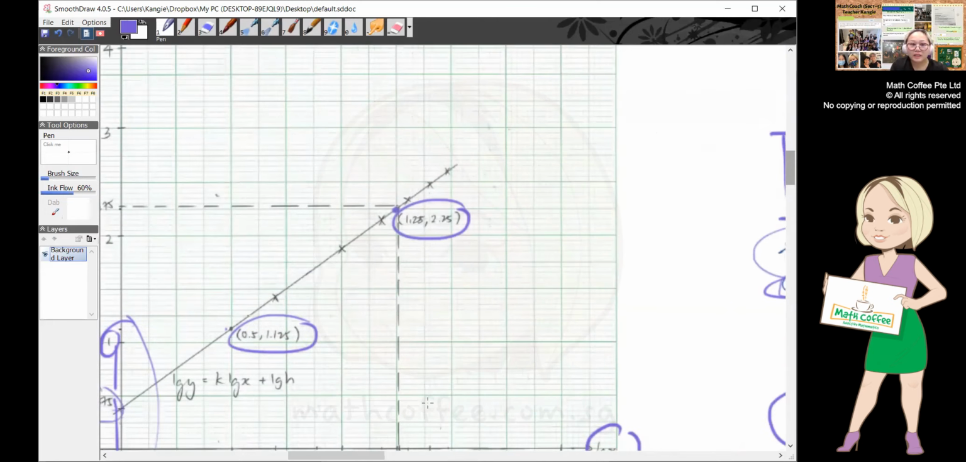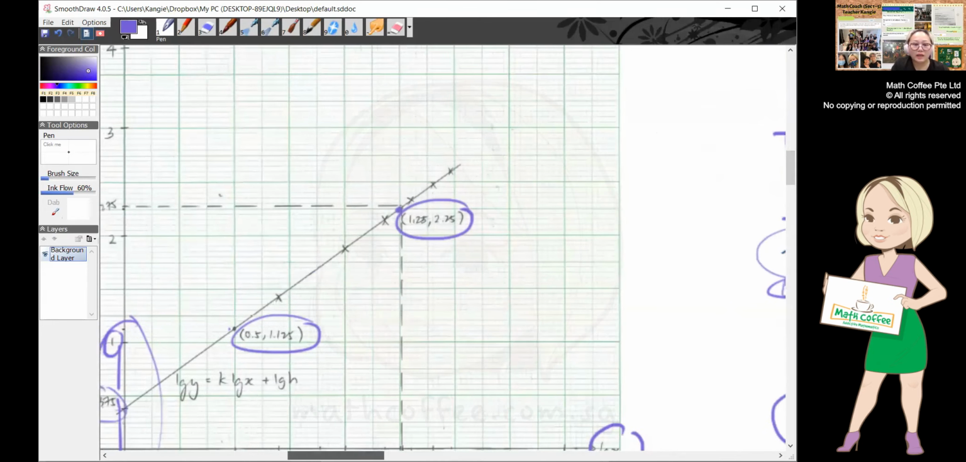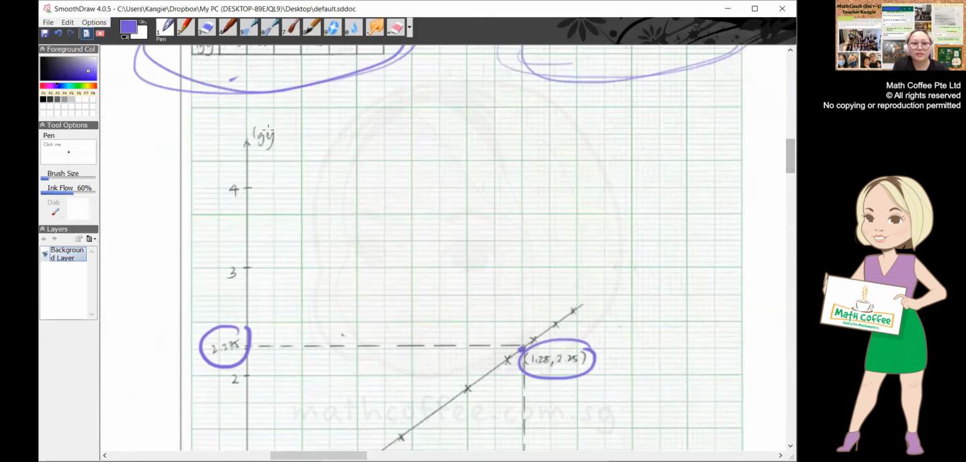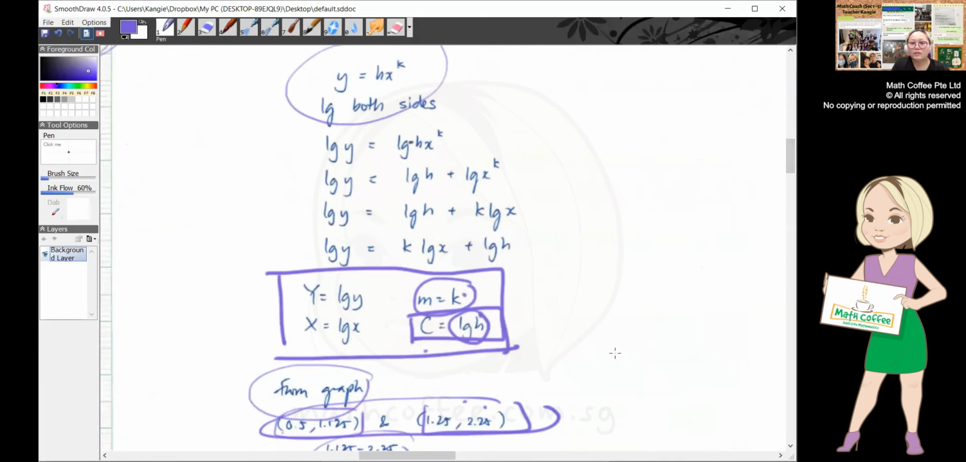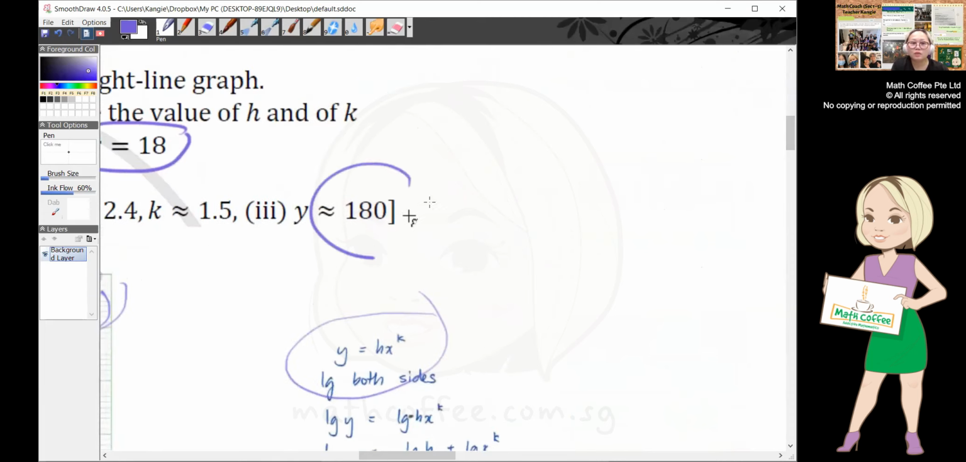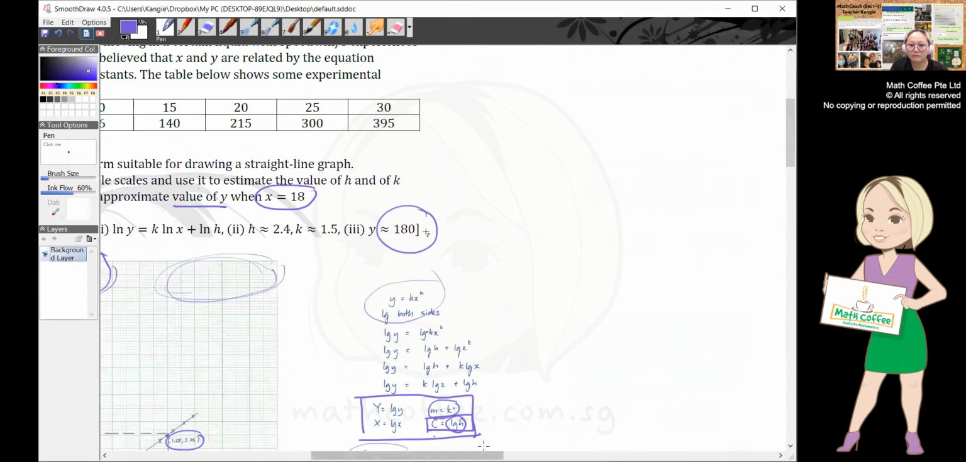Then after that, over, and I found out that this is 2.275. Please be careful that this is log Y. So I will say, from the graph, log Y is 2.275. I need to find the corresponding Y, and I get this. My answer here is 180 by estimation, because everyone's straight line might be different.